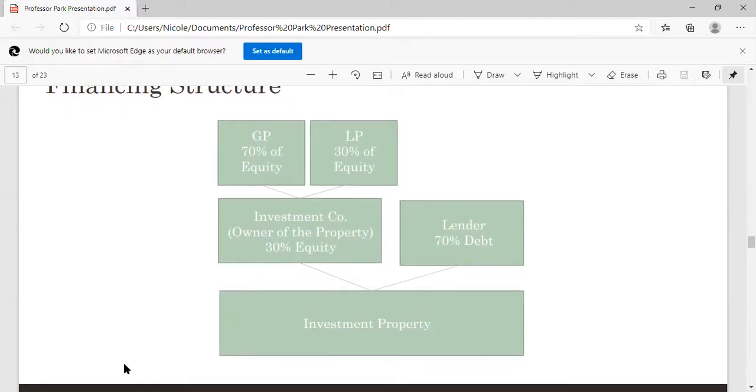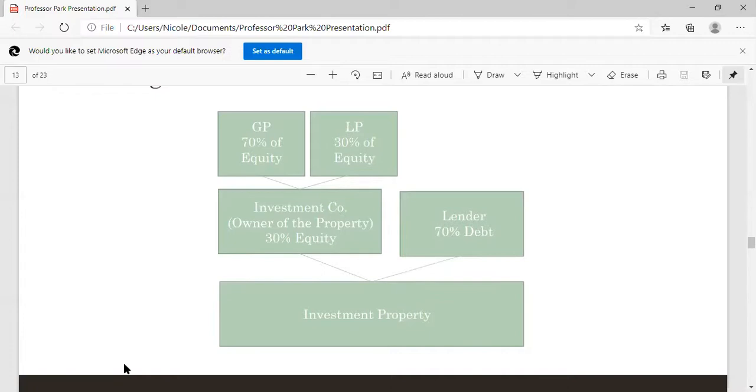So, typical financing structure or capital stack. The equity portion would be GP's 70%, LP's 30% of the investment co, 30% equity. And the lender will say it's a 30-70 split between the lender and the investment co. That's how it would look. And again, the GP and LP, after the lender is paid the debt service and interest, would receive the remaining portion of the cash flow, split 70-30 from the property. And then again, when the property is sold, they would split it 70-30 typically.